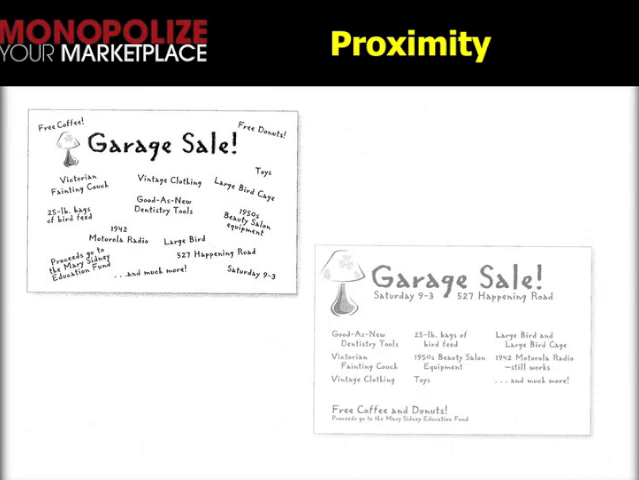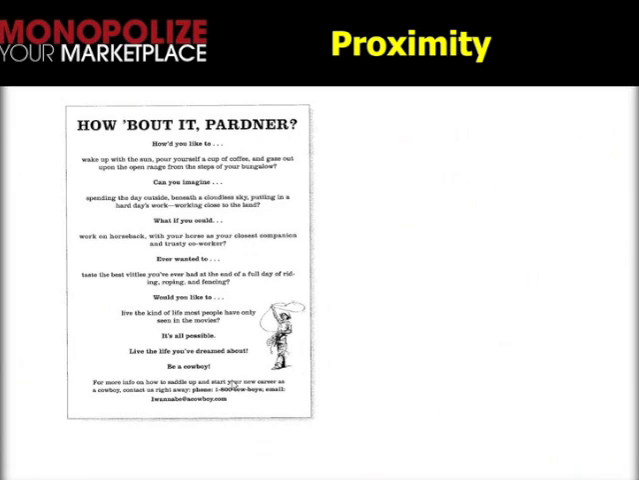Let's see if we can do something about that. Garage sale, you see right under the garage sale, we know when it is, where it is, and then we've also got free coffee and donuts along with a list of those things. Now, we might want to put some bullet points on there, but I think it gives a good idea, okay? Proximity. All right, here's another flyer, and this is a flyer trying to get people to sign up to learn how to be cowboys.